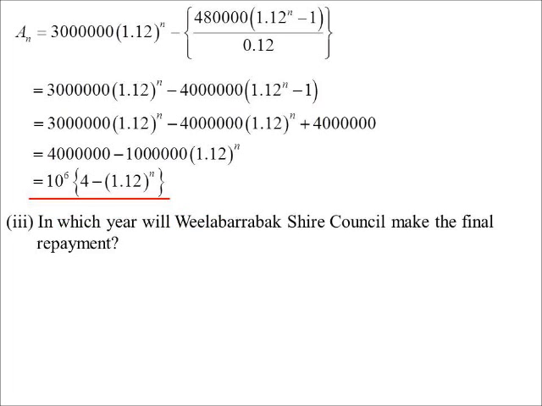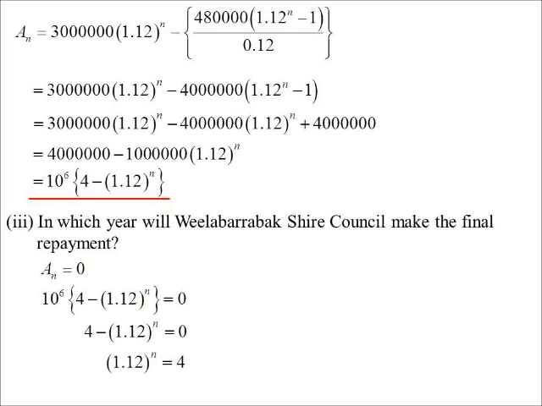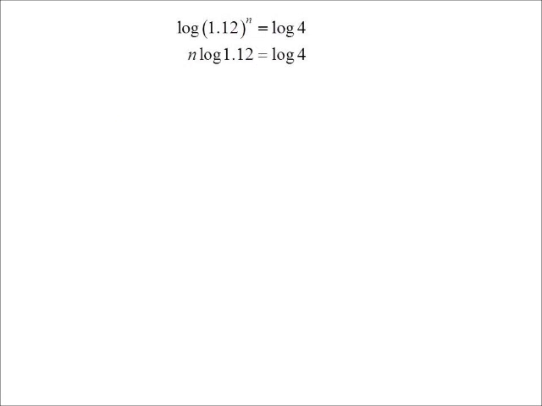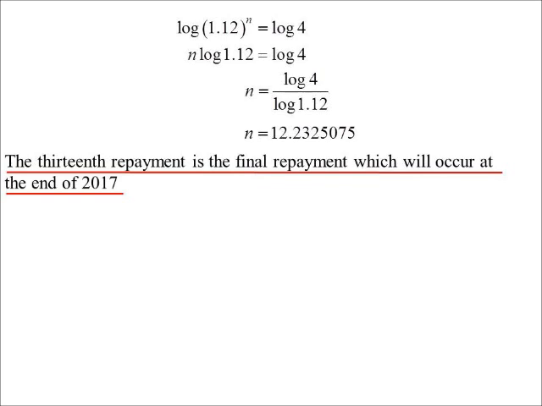So it then said, in which year will Wheelbarrow Backshire Council make the final repayment? So now we just have to solve when is amount n equal to 0. So solving this little equation. I guess they set it up this way because remember it is a 2-unit question. It's quite difficult, that question, for 2-unit. So if they couldn't come up with this sort of expression, at least they could go and answer part 3, because all they've got to do is make it equal 0 and they could get some marks. And eventually log both sides and we end up with 12.2325 and so on. So the 13th repayment, which will happen at the end of 2017.